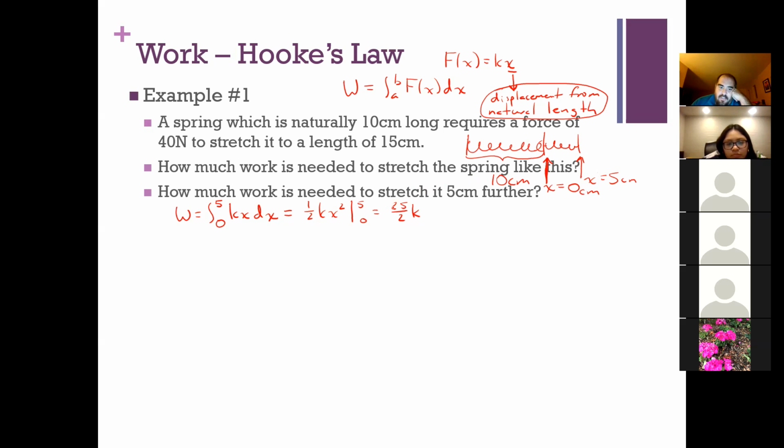So we have our work done on the spring is going to be equal to 25/2 K. But it still remains, we've got to figure out what K is. So how can we find that stiffness constant of our spring?